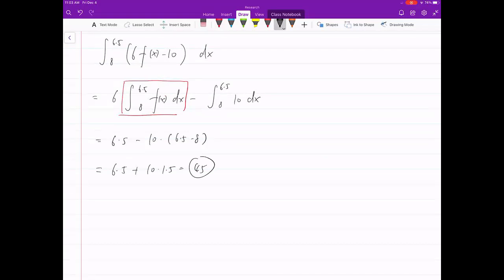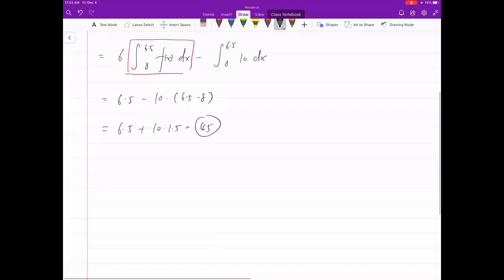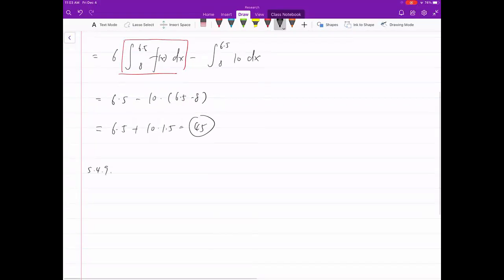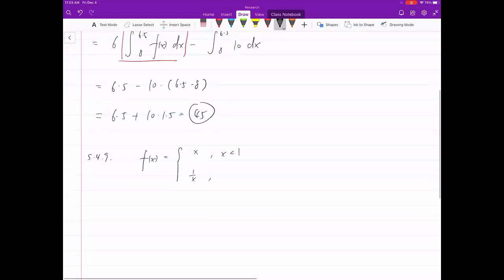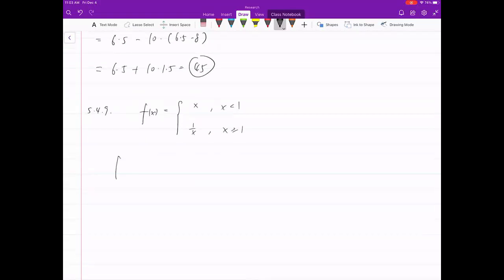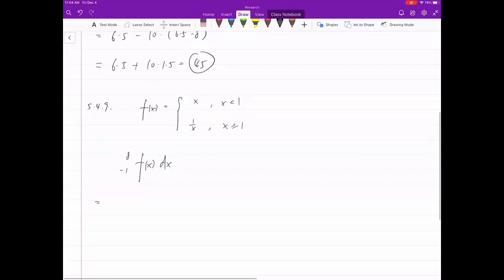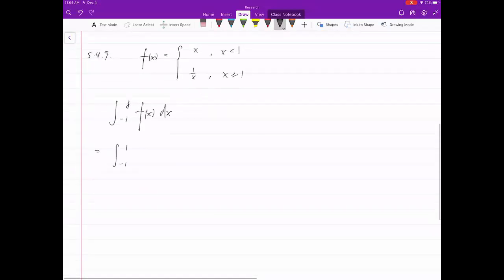Austin. 5.4, problem 9. You want to do the integration, but your function is piecewise defined. It's quite easy because every time you have an integral, you can split it into whichever way you like. And once you split it, you will know which formula to take, depending on which interval you have.